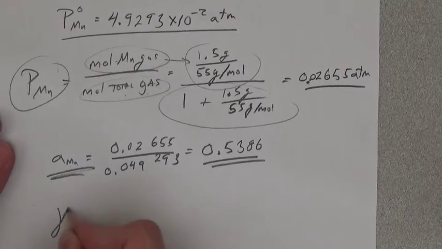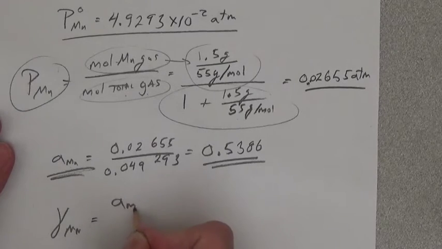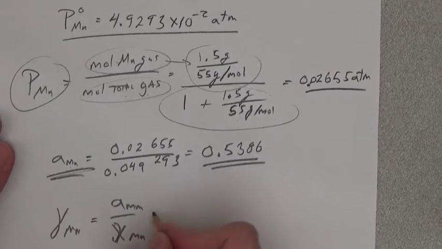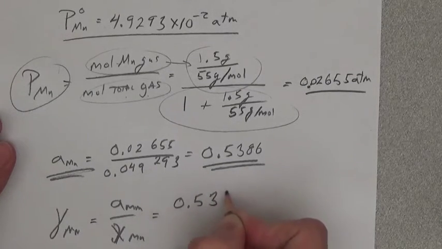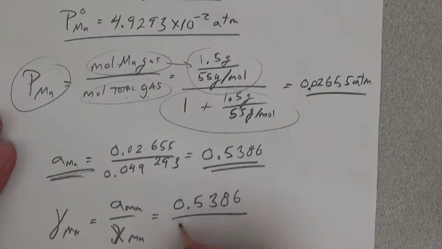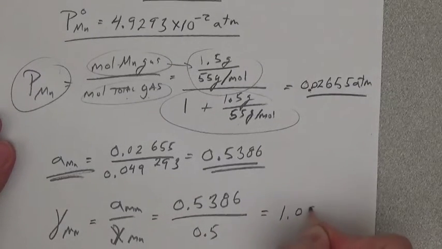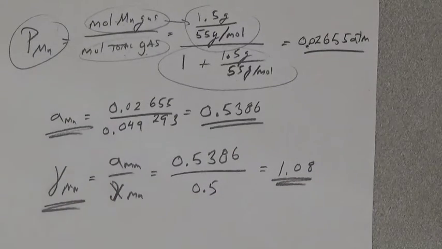Which means that the activity coefficient of manganese is equal to the activity over XMN, which is 0.5386 divided by 0.5, equal to 1.08. And that's how we solve problem 9.2.